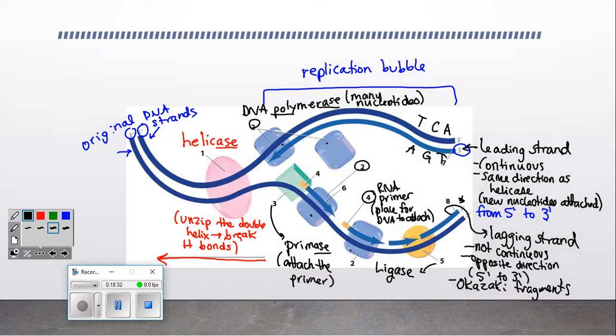Ligase here, coming from the same root, is going to attach the Okazaki fragments together. So a lot more stuff needs to happen on the lagging strand as compared to the leading strand.